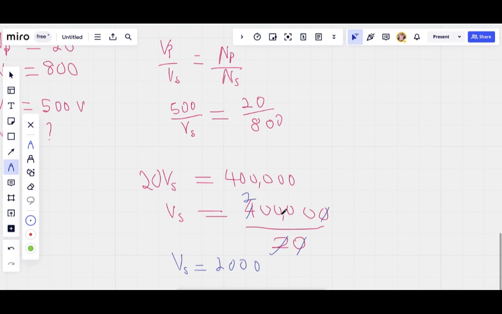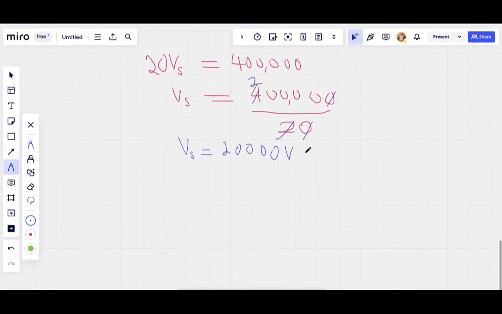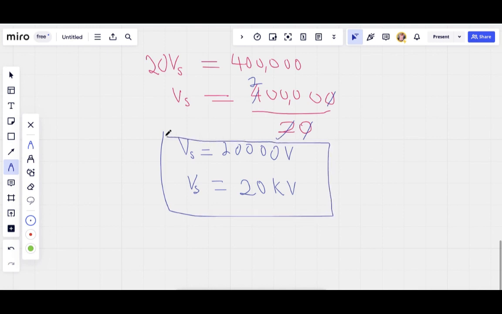20,000, 4 zeros, 20,000 volts. We can also leave the answer in kilovolts. Dividing by 1,000, it becomes 20 kilovolts. Whether you leave it as 20,000 volts or 20 kilovolts, it's the same thing, and you are still correct. You can see it's a step-up voltage. 500 volts has been stepped up to 20,000 volts. That's what a transformer does.